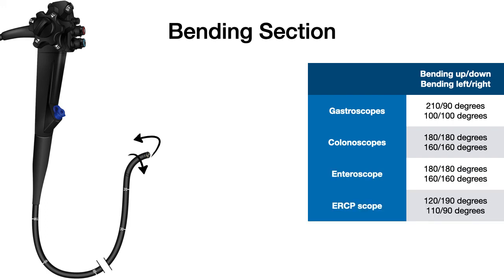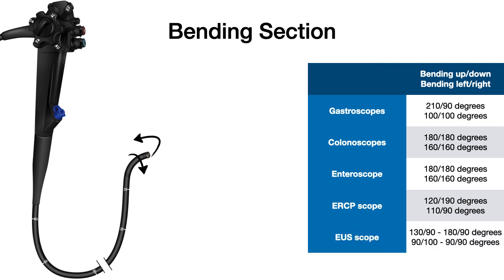Enteroscope about the same. ERCP scope, you have to look down to enter into the duodenum. So they tend to have much larger downward deflection than the upward deflection. And again, for EUS scopes, they have 130 to 190 or 180 to 90 degrees.